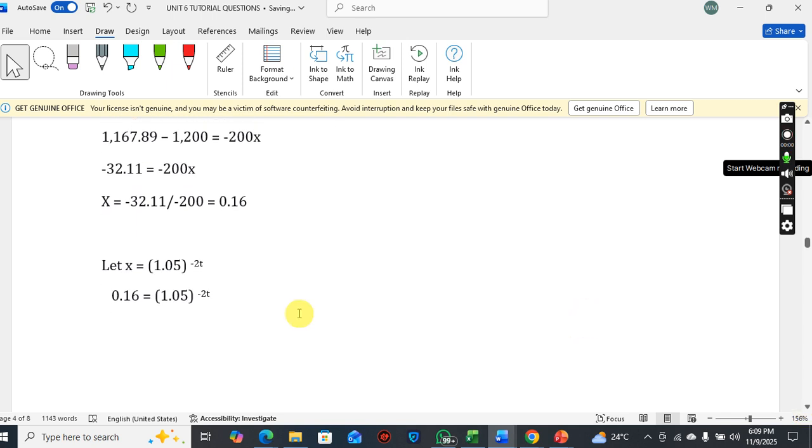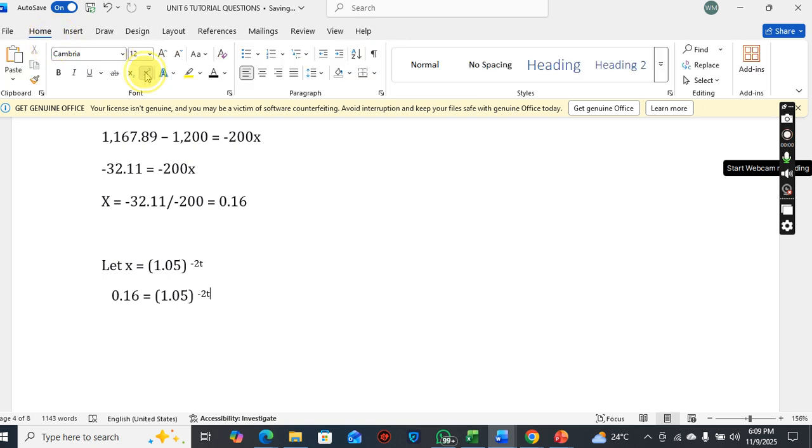Do we remember how to bring this power down to make it a normal number, to remove it from being a power? Do we remember what to do? This is where we bring in logarithms. So again, say log 0.16 equals negative 2t log 1.05.